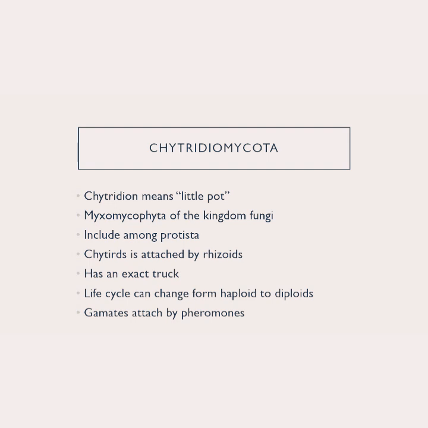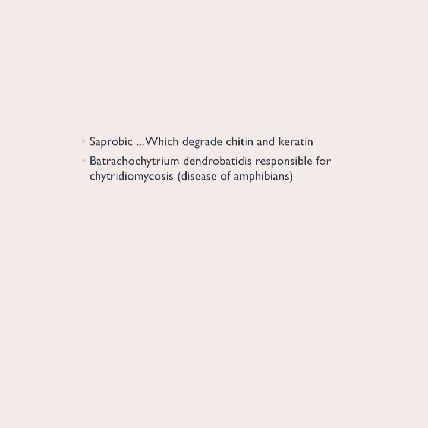Next, gametes are attracted by pheromones. Pheromones are the chemicals by which gametes attach to something else. Saprobic means which degrades chitin and keratin. Actually it has some chemical structures which degrade the chitin and keratin.